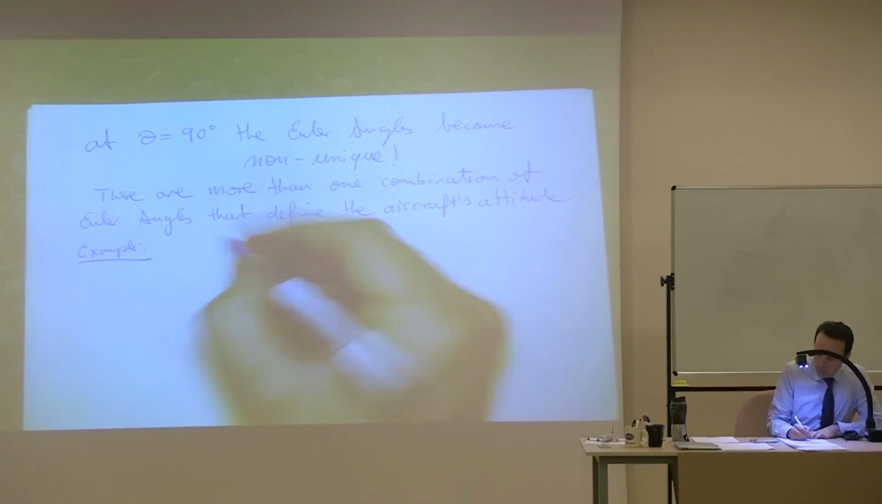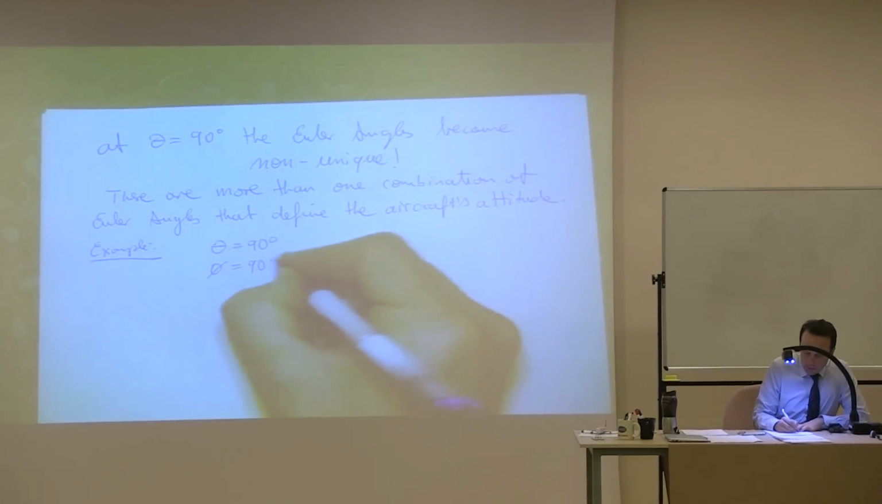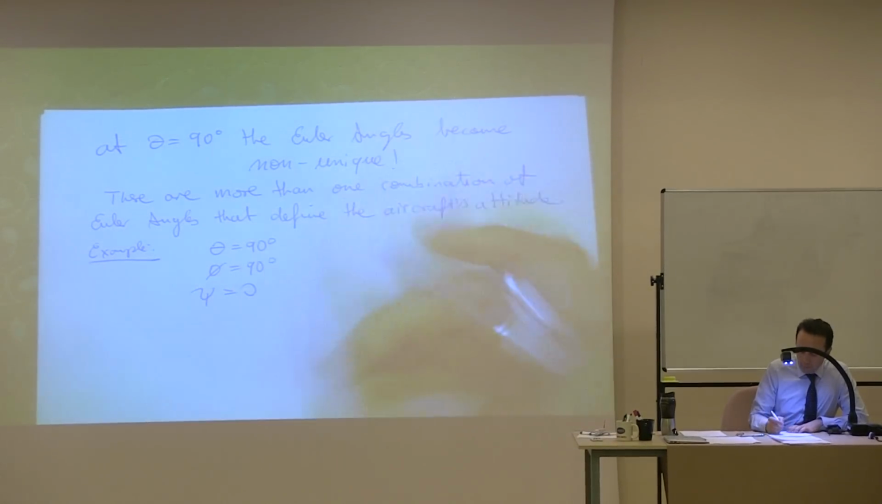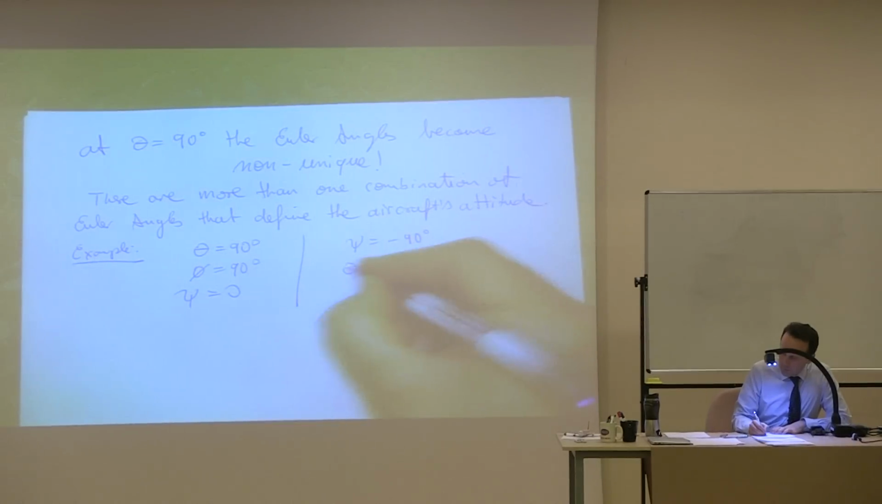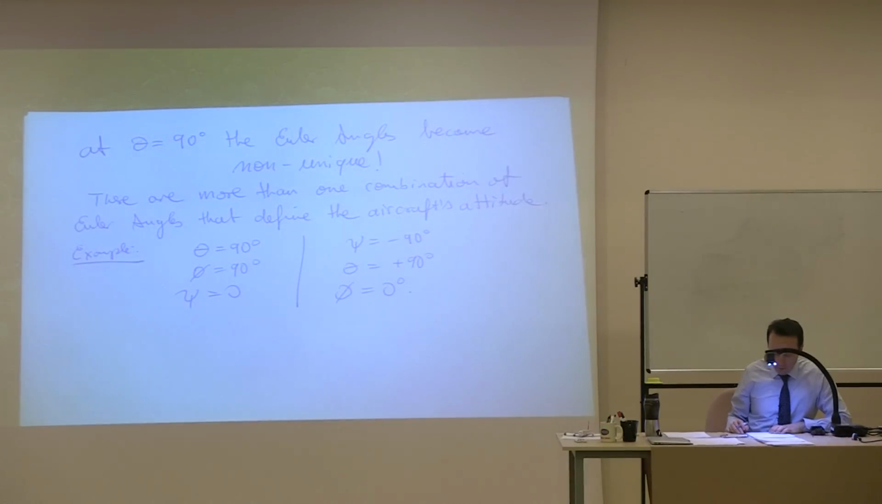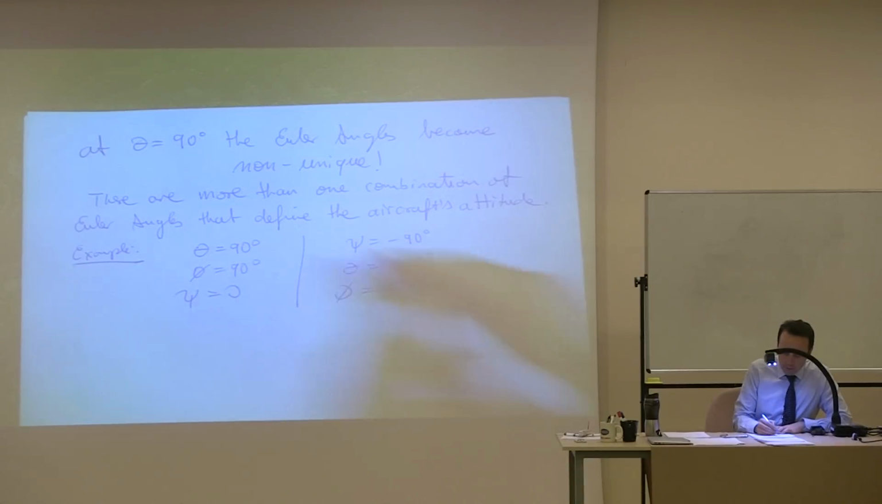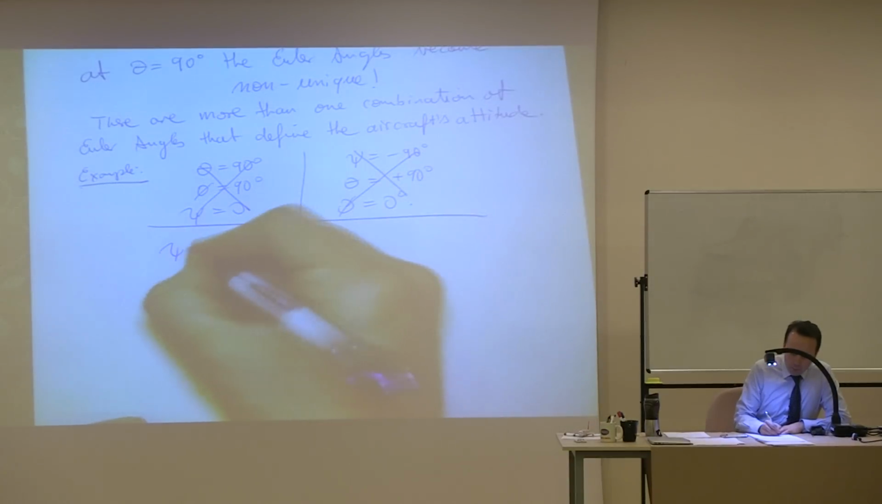For example, you might go theta equals 90 degrees and phi equals 90 degrees and psi equals 0, versus psi equals minus 90, theta equals plus 90, and phi equals 0 degrees, and it would constitute the same thing. Of course, this is now not nicely written because it looks like they are not in the same order. Let me just rewrite this in the correct order. I apologize. Psi equals 0.